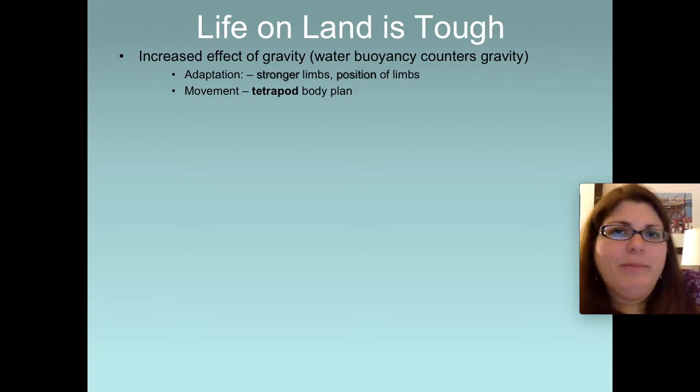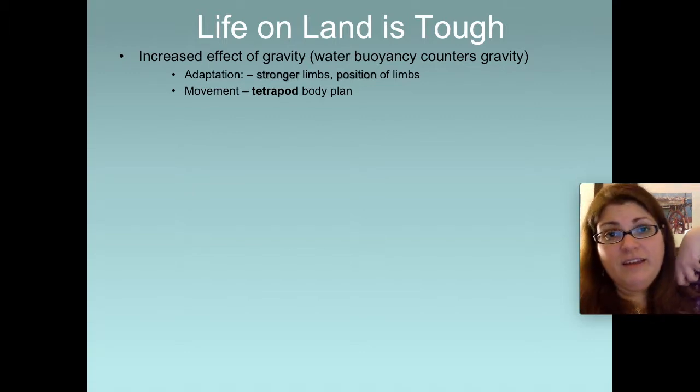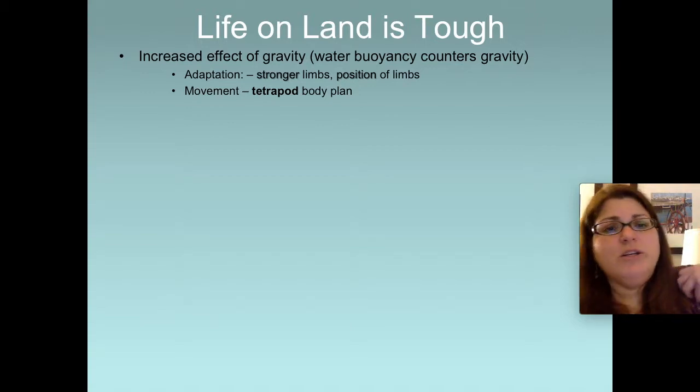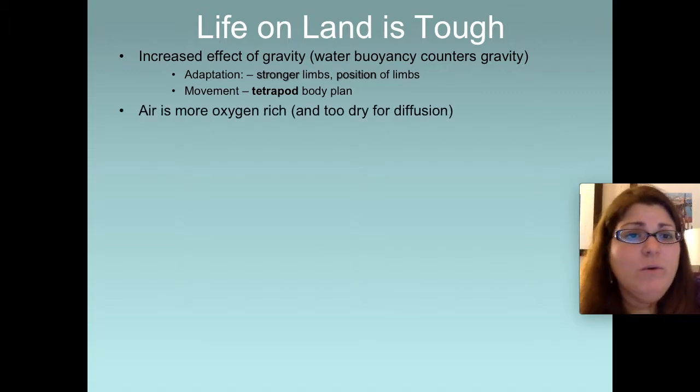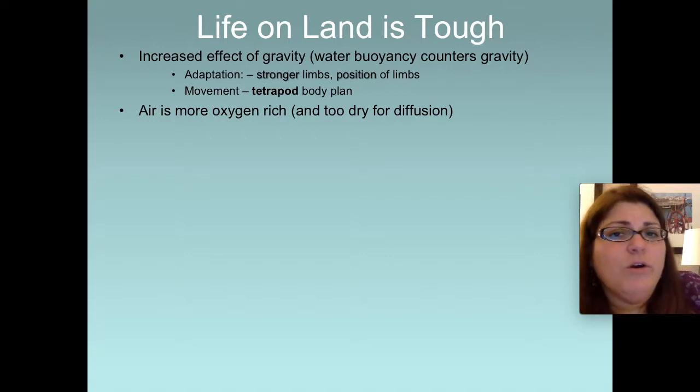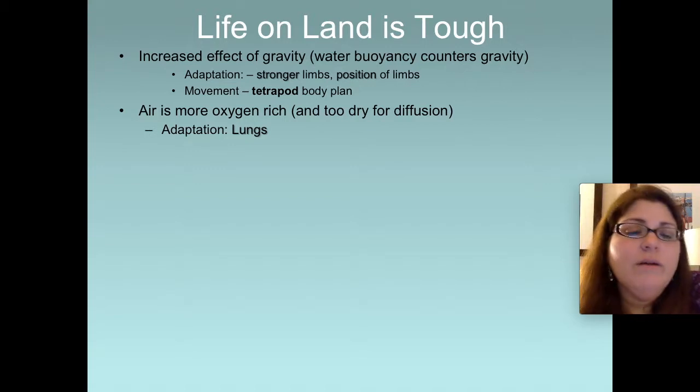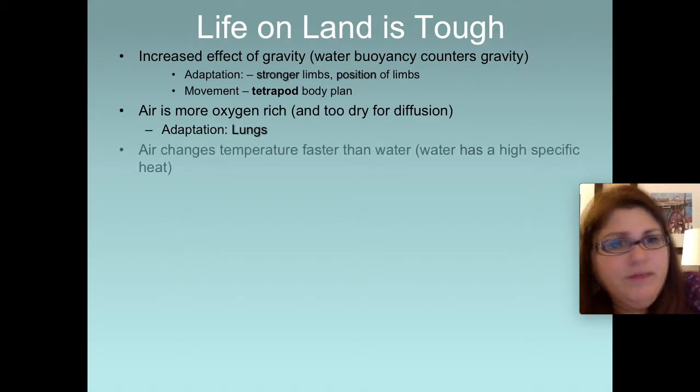Additionally, the tetrapod body plan allows for a greater range of motion. We have ball and socket joints. Not all of us, but a lot of us do. Ball and socket joints allow for much faster range of motion, as well as a lot more muscle attachment. We talked about air being drier and more oxygen rich, and not being able to rely on diffusion like that. So we have the adaptation of lungs.